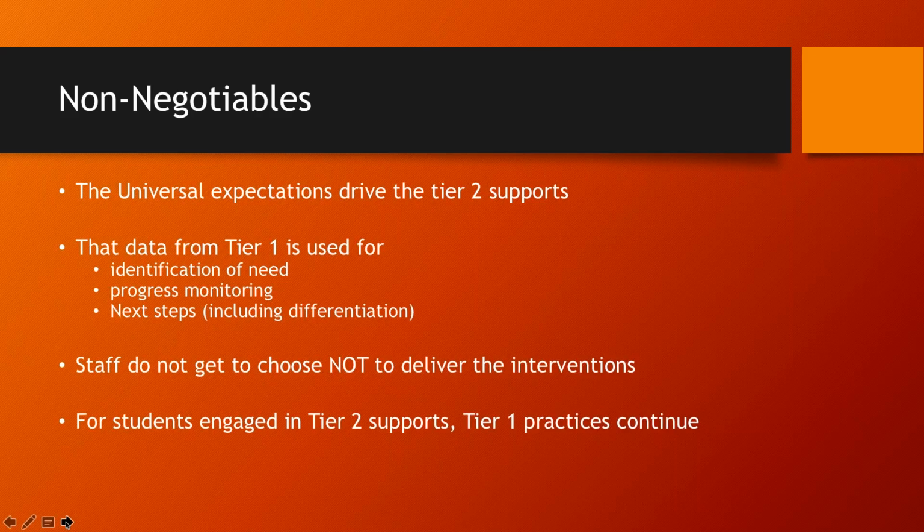Same is true for data. What's coming up within our universal data will help drive our Tier 2 supports. So identification of needs will help us. We're going to look at the Tier 1 data, those majors, minors, attendance, health room visits, to see if a student's in check-in, check-out, or social academic instructional groups as well.